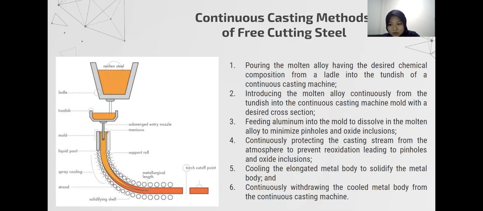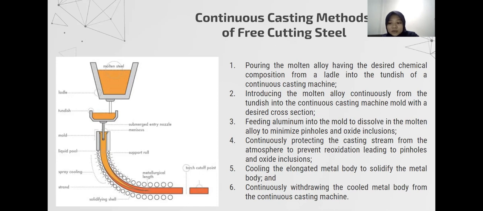additional techniques may be used to further refine the alloy steel produced and improve the machining characteristic. As the molten alloy is introduced into the oscillating mold of the continuous casting machine, aluminum wire may be fed into the mold to reach the coarse grain level, typically 0.002 until 0.008%, to minimize pinholes and oxide inclusion in the long product. And next is continuously protecting the casting stream from the atmosphere to prevent reoxidation leading to pinholes and oxide inclusions.